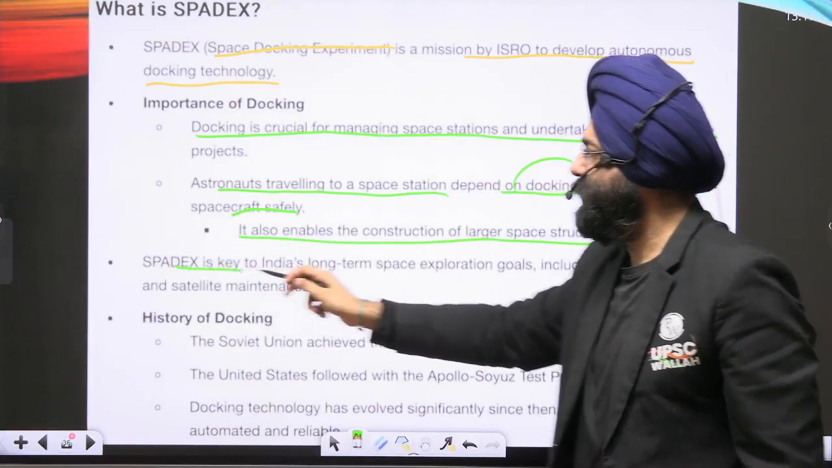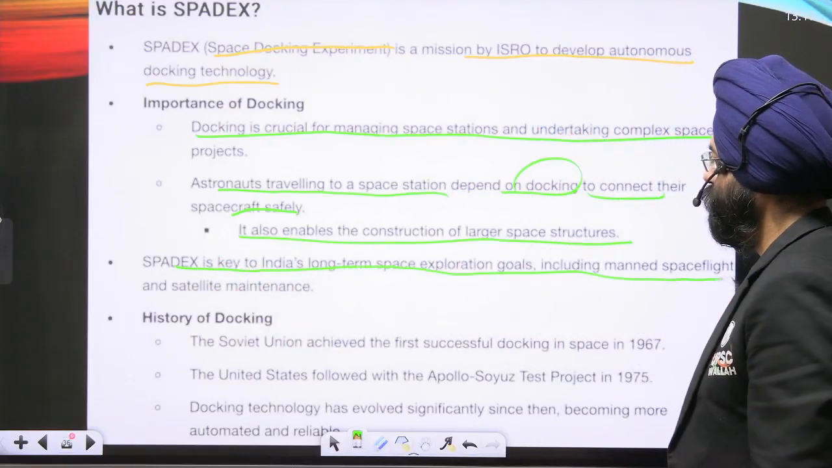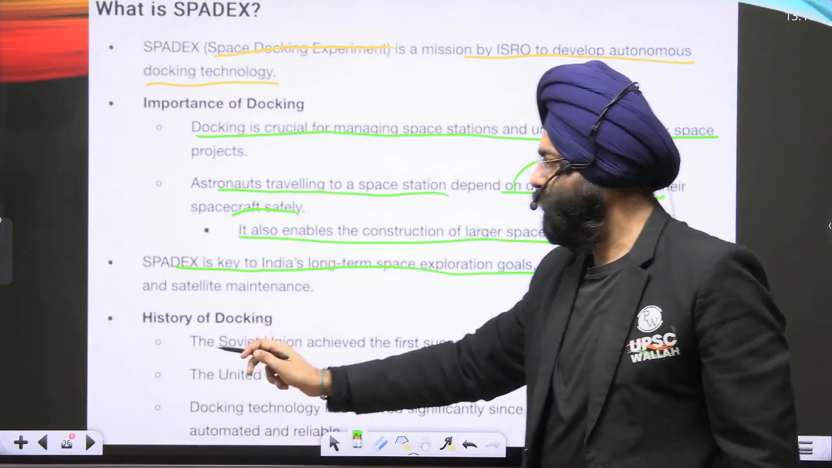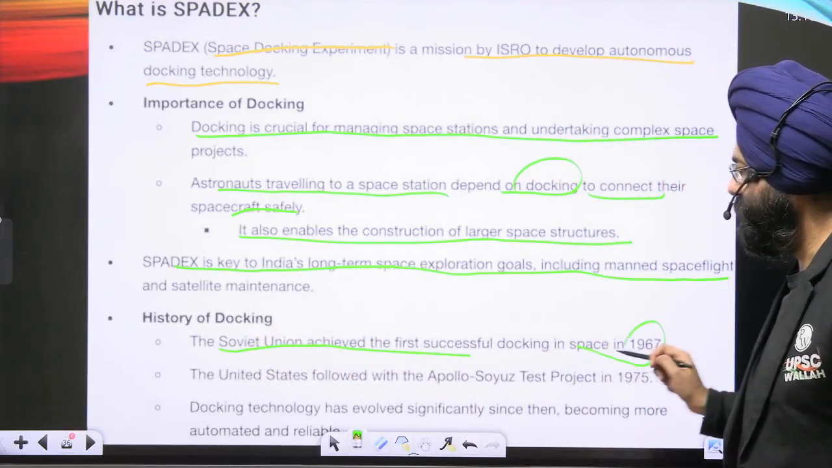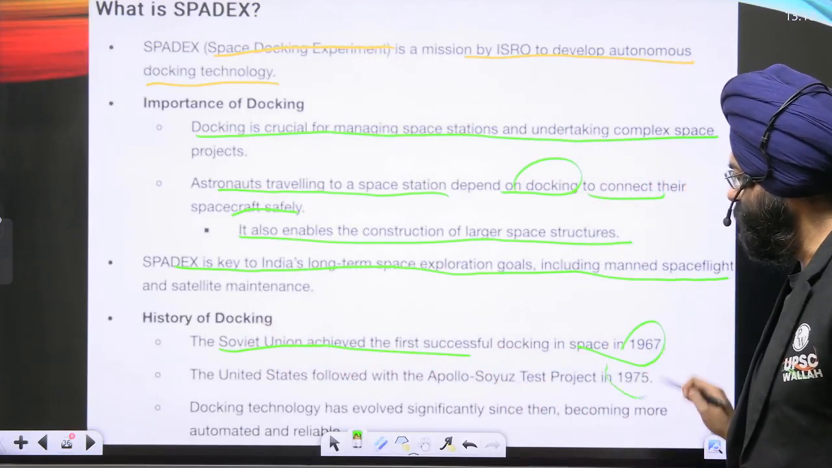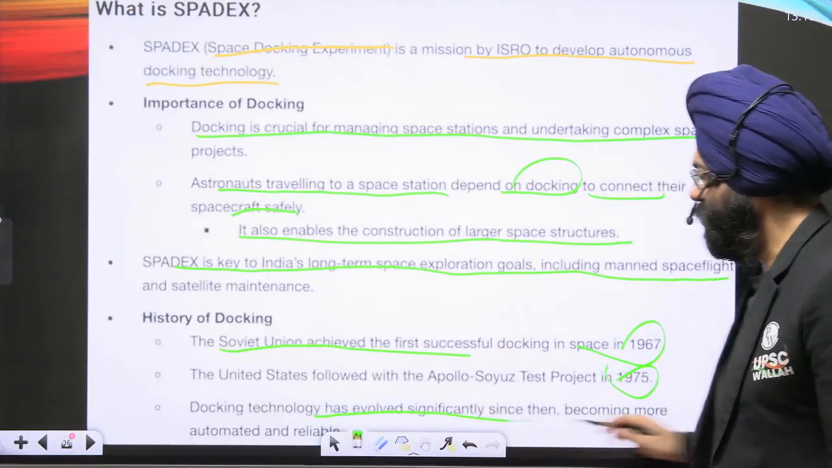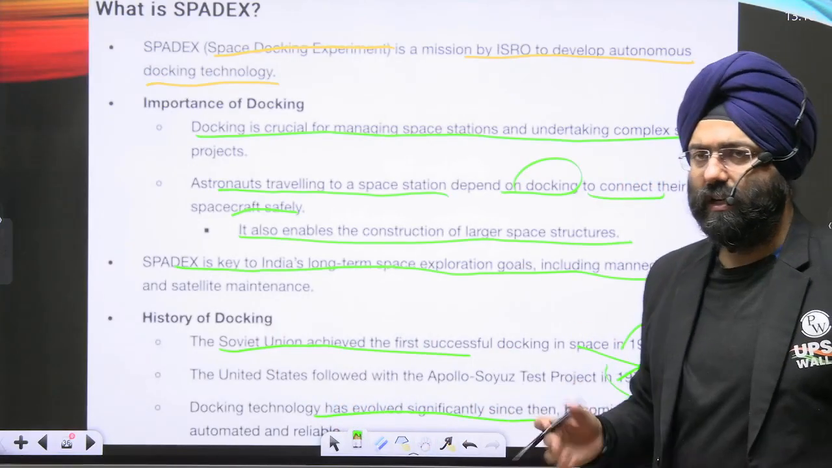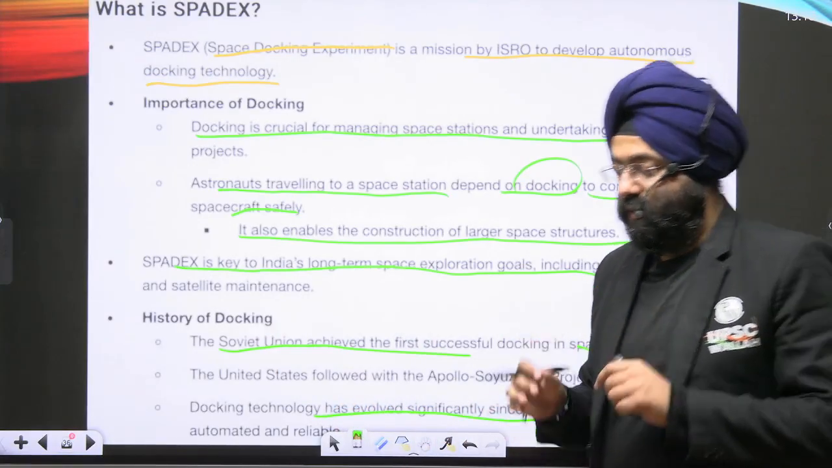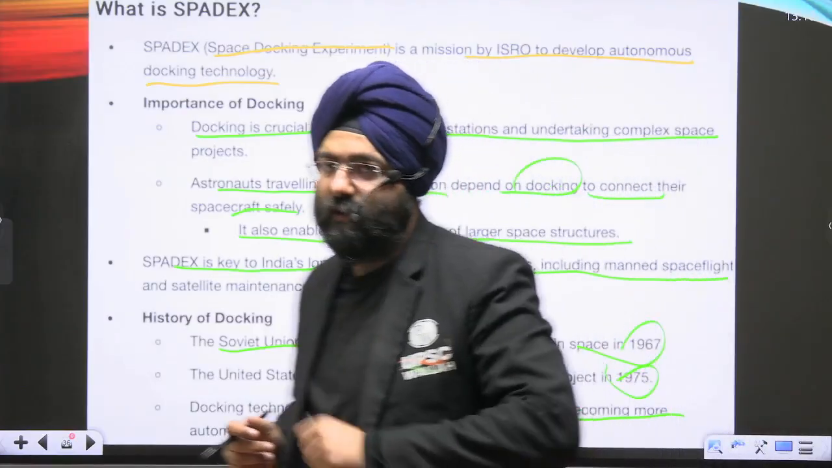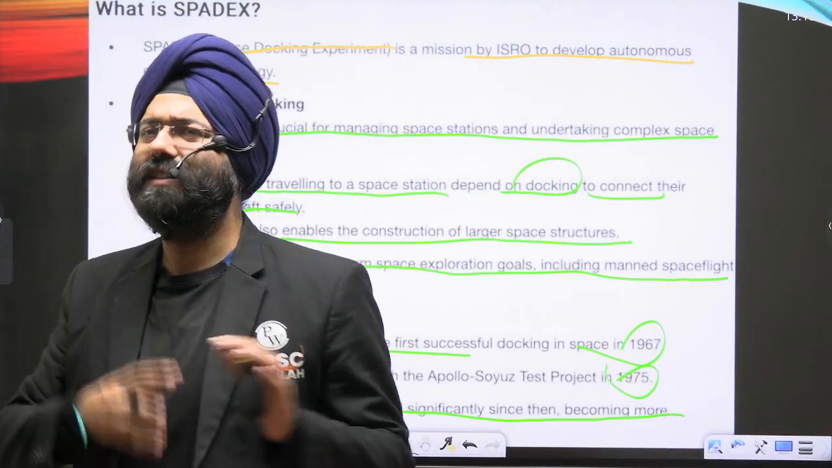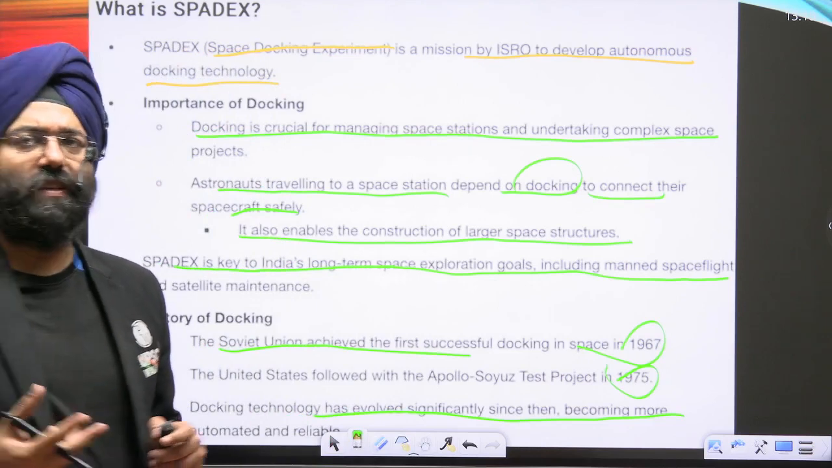SpaDeX is key to India's long-term space exploration goals. History of docking: the Soviet Union achieved it in 1967, the United States in 1975. Docking technology has evolved significantly, becoming more automated. Earlier, human intervention was very important, but now it is automated, with software basically doing it.